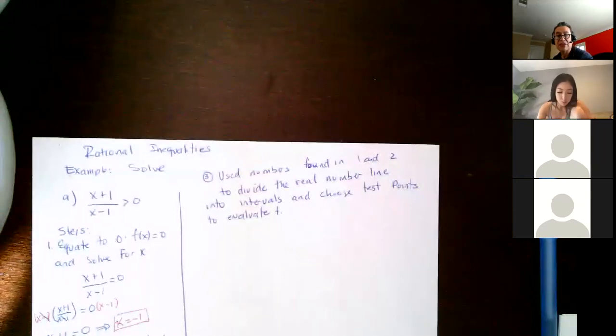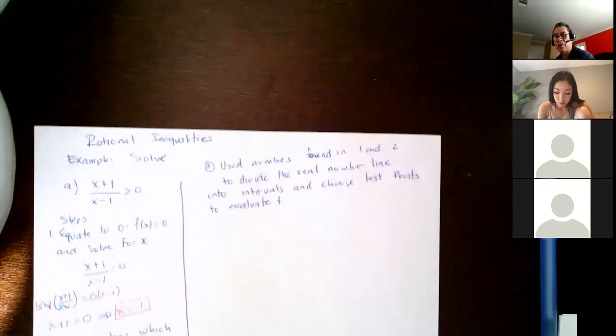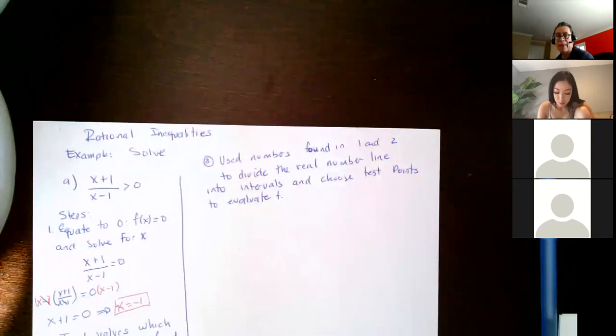Let me focus here. It says use numbers found in 1 and 2 to divide the real number line into intervals and choose test points to evaluate. So we're going to do the same as we did before. I'm going to give you a minute for you to try it, please, and see what would be the solution that you guys find.